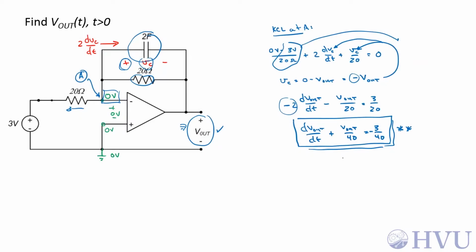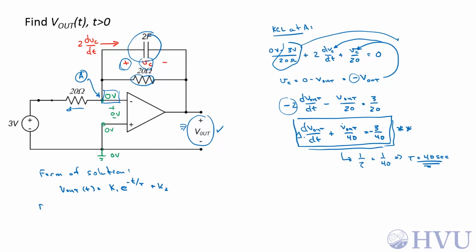So if this is our solution, the term multiplying V out with this multiplicative factor being 1 is 1 over tau. So 1 over tau is equal to 1 over 40, and tau is equal to 40 seconds. We've already decided that the form of the solution was going to be V out of t is equal to K1 e to the minus t over tau plus K2. So now we know that tau is equal to 40 seconds.